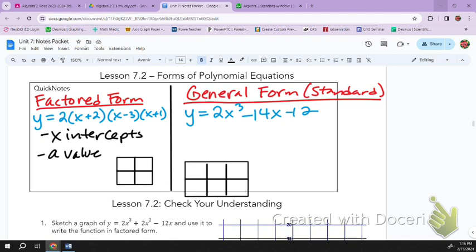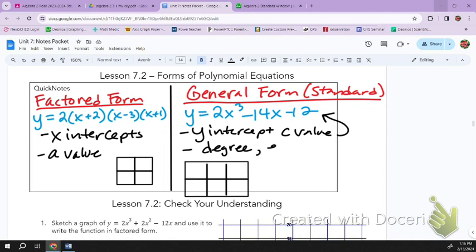It's exciting. From the general or standard form, what features of the graph can we tell? The y-intercept. The y-intercept is going to be your c value or that last number. It also tells you the degree of the function. Remember, degree is the highest exponent. We talked about that yesterday.